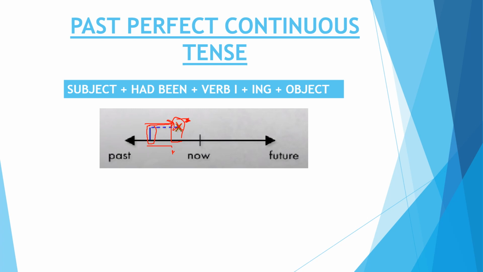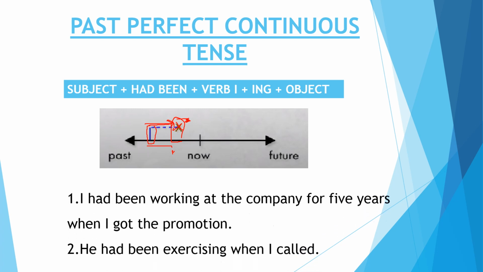Let's see examples here. What we use here is the subject, had been, and the verb's first form with ing. I had been working at the company for 5 years when I got the promotion. So he got the promotion while he was working in the company for 5 years. But still he is working in that company.